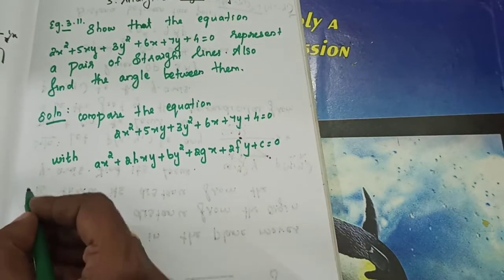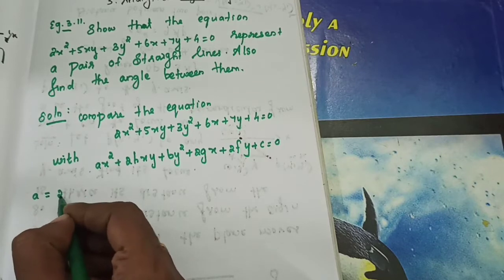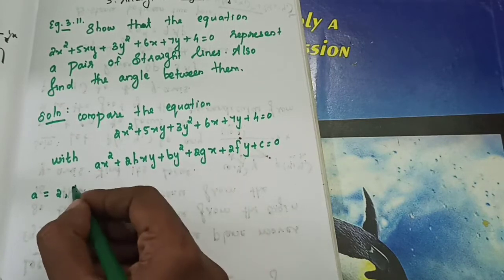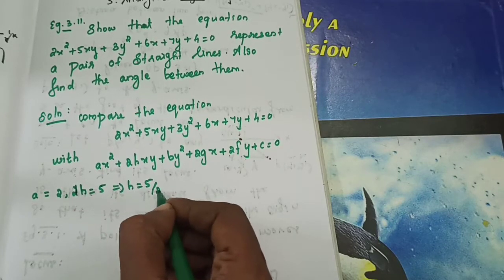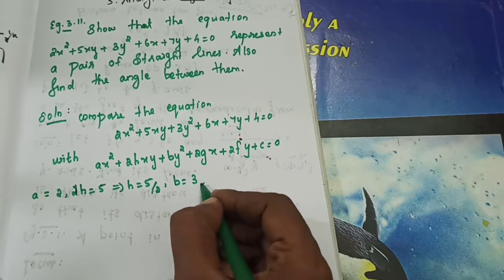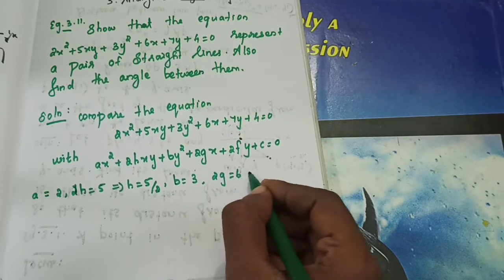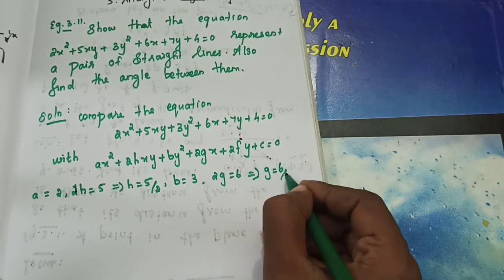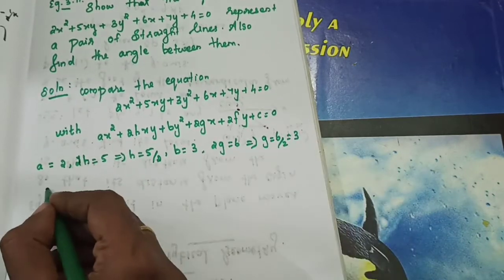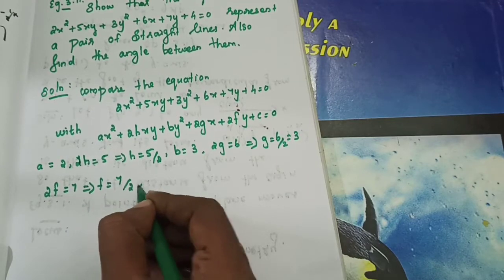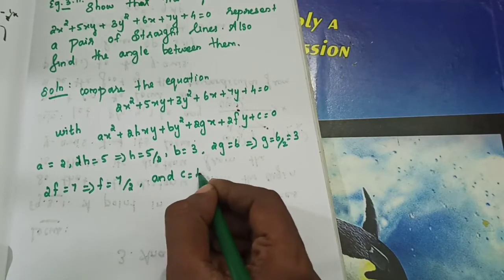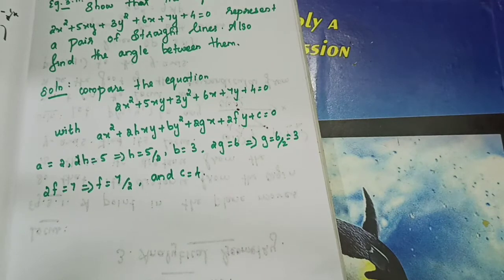Understand? One by one we will find. So a is equal to 2. Then 2h is equal to 5. From that, h value is 5 by 2. Then b is equal to 3. Then 2g equal to 6, from that g is equal to 6 by 2, which is 3. Then 2f is equal to 7, from that f is equal to 7 by 2, and c is equal to 4. All of you understood how I found all the values? Already in last class I explained, anyhow I repeated today. This is the method of finding that.